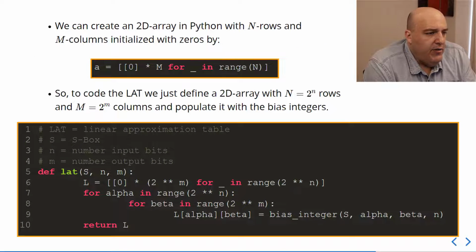So we can create a 2D array in Python with n rows and m columns, initialized all with zeros with this construction here. It's a little bit weird, but it works. And to code the LAT, we just define a 2D array now with the number of rows being 2 to the power of n and the number of columns being 2 to the m. And then we're just going to populate it with the bias integers. So we initialize our table L, and then alpha and beta will range through 2 to the n and 2 to the m respectively. And then for each alpha and beta, we define the entry of the LAT, L alpha beta, just to be the bias integer of the S-box for those particular alpha and betas. And then we return the LAT. And it's as easy as that to calculate it.